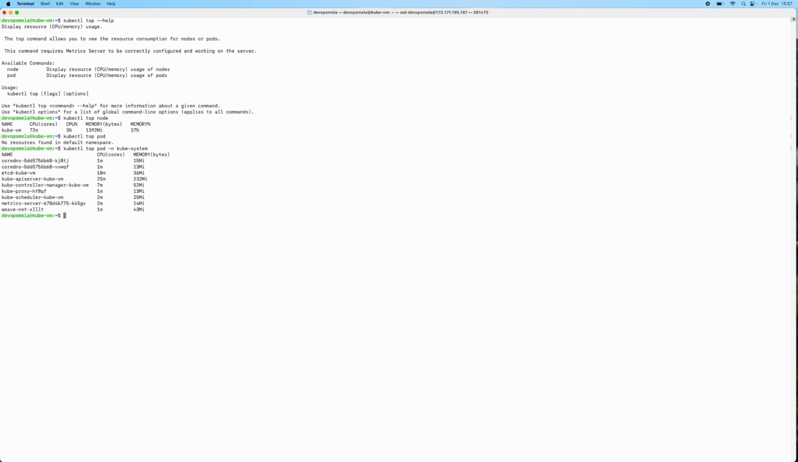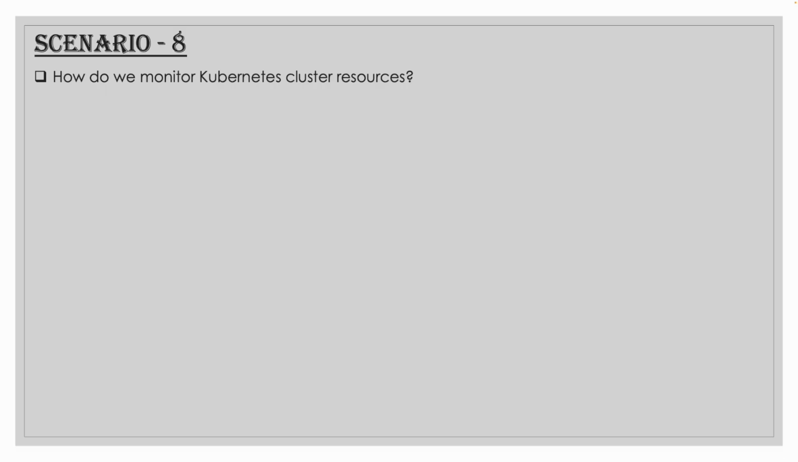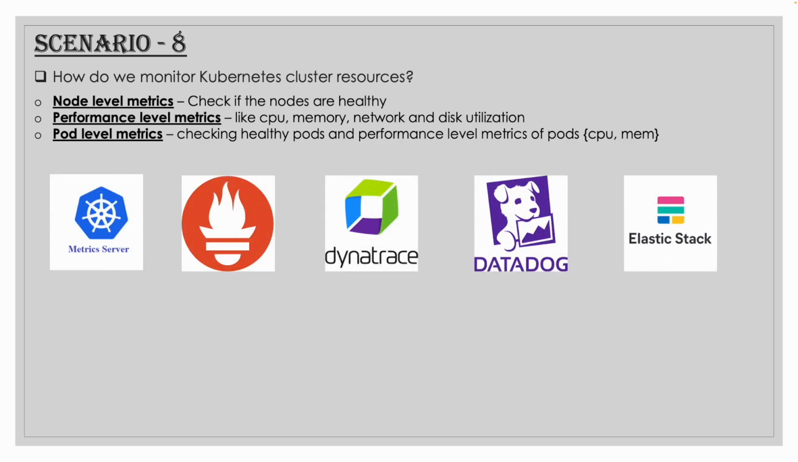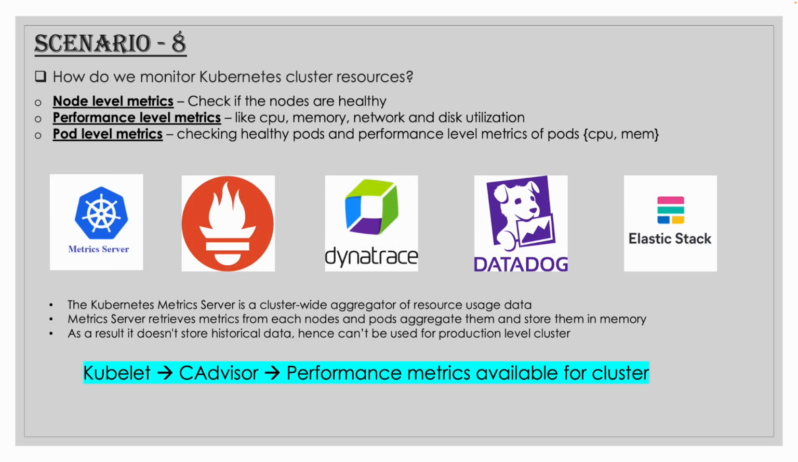So this was the second question from my deployment series, for my Kubernetes series: how do we monitor? We have seen various ways, but the tool we saw in this question was metrics server. That is the Kubernetes metrics server. Basically, it will give you information about node and pod performance. But it stores data in memory, so definitely it cannot be used for production.